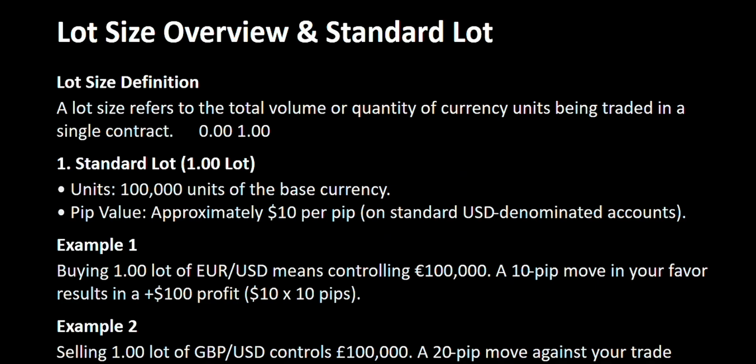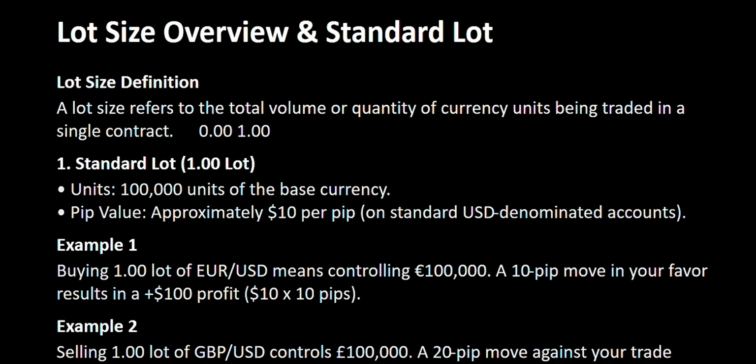So, lot size: overview and standard lot size. Lot size definition: a lot size refers to the total volume or quantity of currency units being traded in a single contract. We have three types of lot size. Number one is the standard lot size, which is 100,000 units of the base currency. The pip value is approximately $10 per pip on a standard USD denominated account.